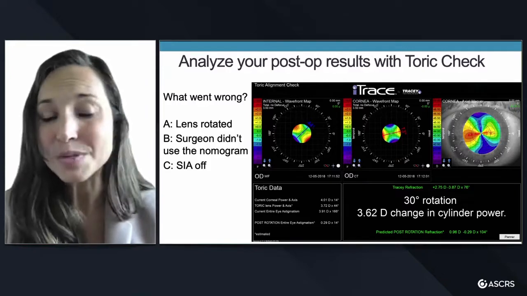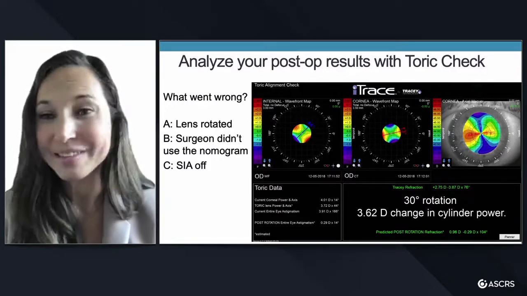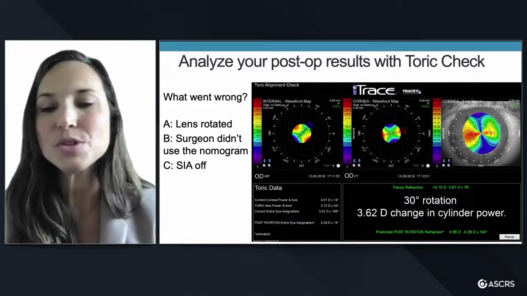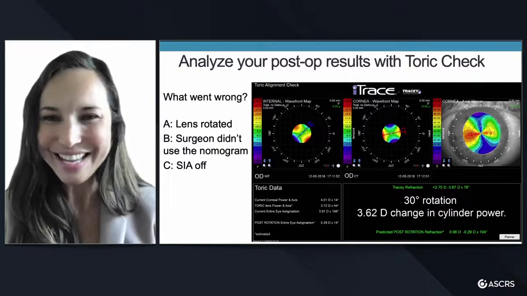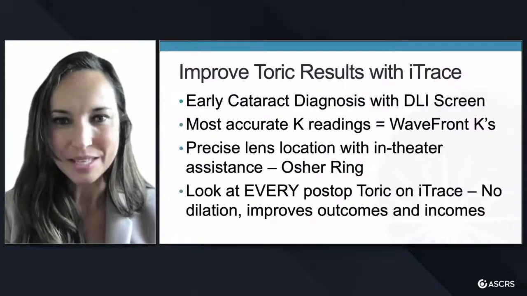Was it the lens that rotated? The surgeon didn't follow the nomogram? Was it SIA, or the surgeon placed the lens in the wrong place? What happened, right? But again, the answer is right there. So if you rotate the lens 30 degrees, you can fix 3.6 diopters of astigmatism.